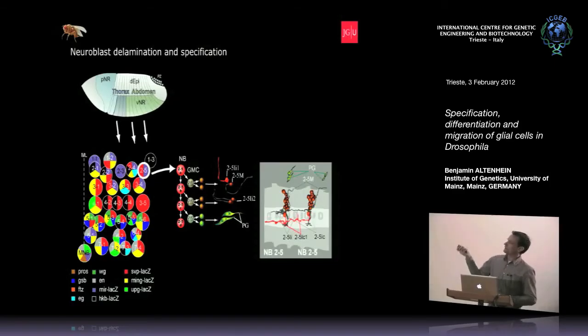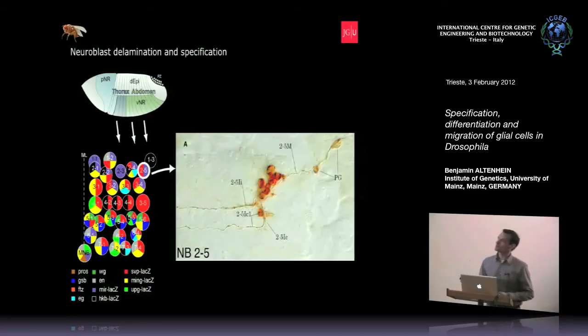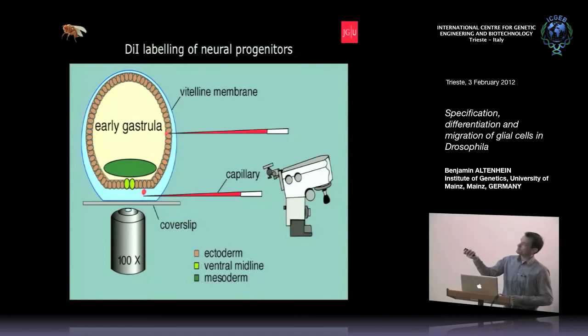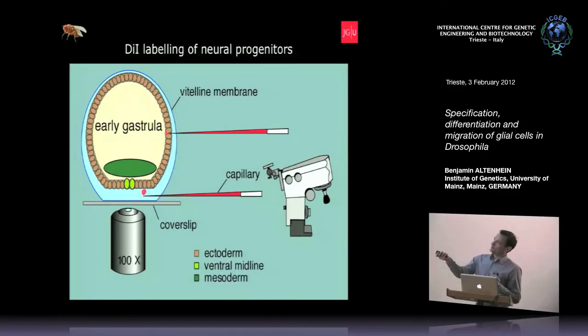And we have a clear understanding of how these cell clones look, basically done by a labeling technique which was invented in Gerd Technau's lab in the mid-90s, the so-called DiI labeling. And this is how such a cell clone then looks. If you label one progenitor cell, in this case neuroblast 2-5, you label the progenitor cell of this stem cell lineage. And the DiI technique, just to briefly introduce that, is that you use a very thin, small capillary which is filled with this lipophilic dye, DiI, and you place a droplet of DiI in the neural ectoderm at this early gastrula stage, and this dye is then incorporated into the membrane of a neuroblast, at least if you're lucky. And then if this neuroblast keeps on dividing, the dye is inherited to its daughter cells, and you can label it, as you can see here.